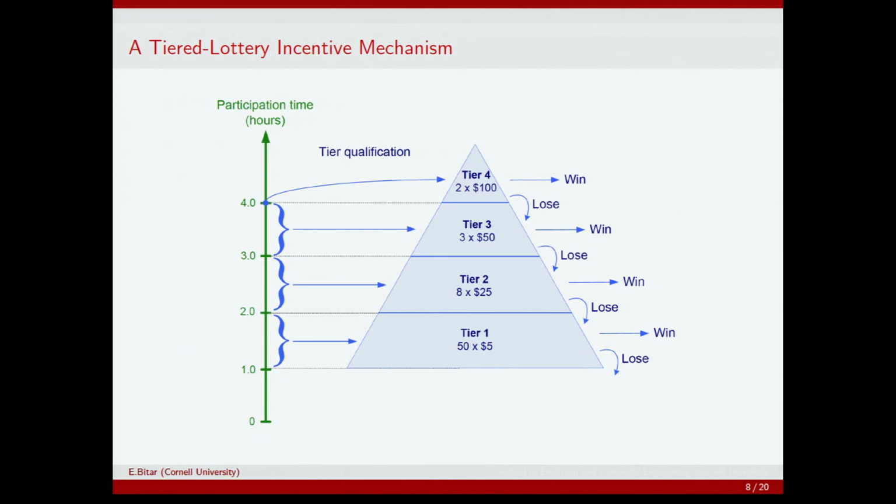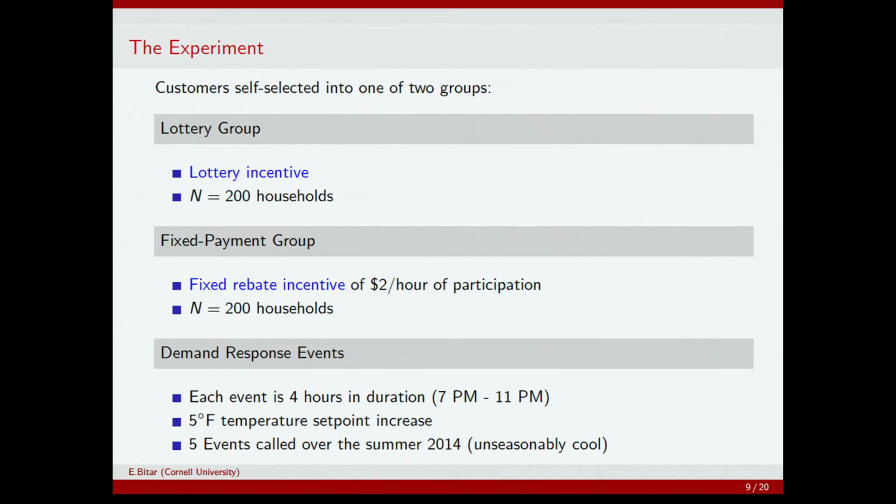So again, the drawing is as follows. If you qualify for tier 4, if you win, you take the $100 and leave the lottery. If you lose, you waterfall down to the next tier and are included in that drawing. If you win, you go out. Otherwise, you continue cascading down until you either win or get nothing and leave the mechanism.